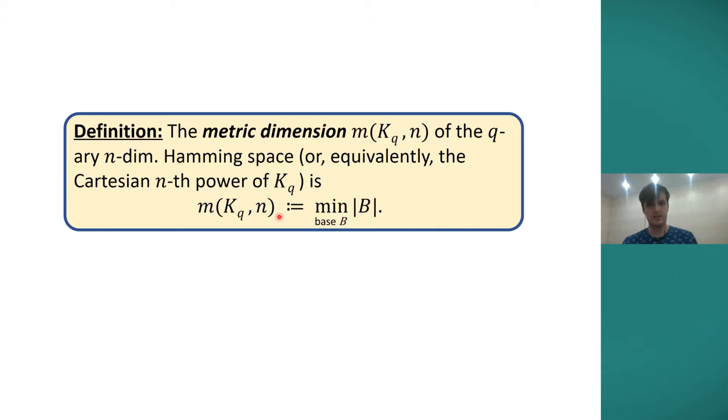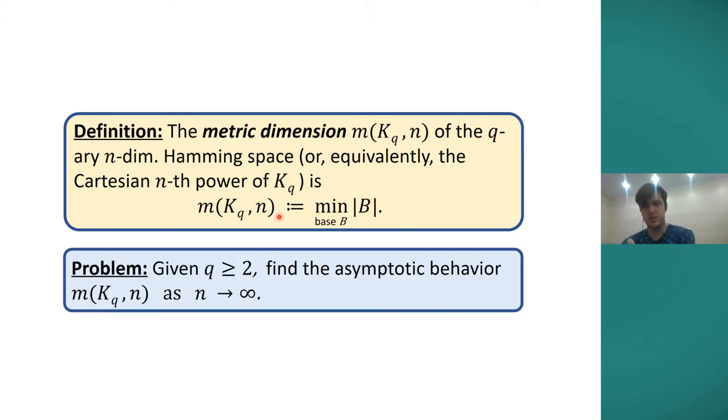In this talk, I will mainly focus on the regime when we fix q, the alphabet, and let n tend to infinity. I know that there are certain papers devoted to some other regimes, but the results that I'll touch upon today also work for the regime when q is allowed to grow slowly. Basically, if q is sub-polynomial in n, then I believe our results are still valid.